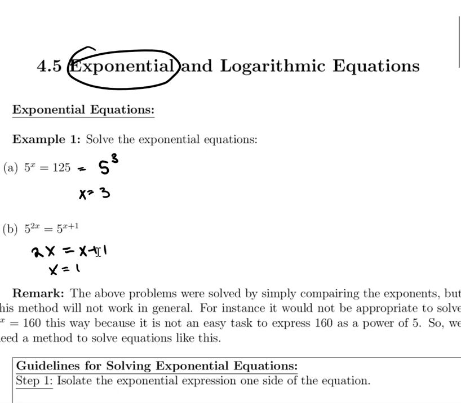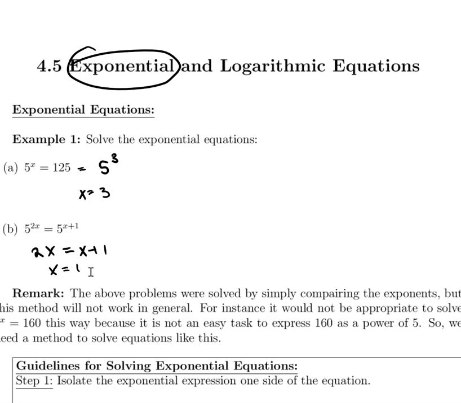So 2x is equal to x plus 1 to get x equal to 1. And note, the reason we can do these is because these exponential functions are one-to-one functions. So we're guaranteed that these are the only solutions we're getting right now. So you can't always do a trick like this. Most of the time you can't, but these are very special cases.